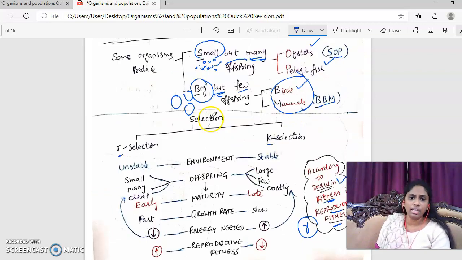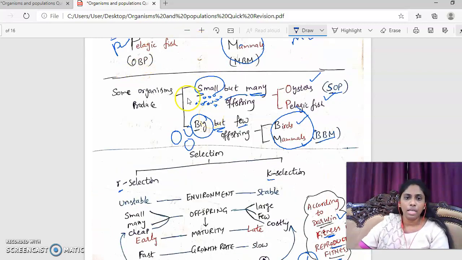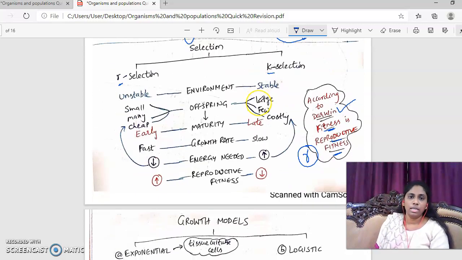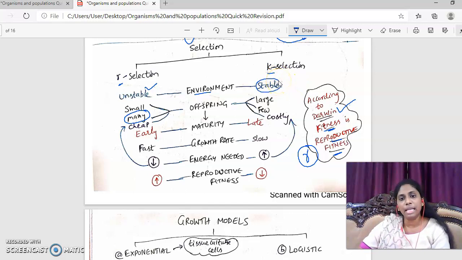Now come on, tell me, look at these two examples. Which of these two parents have more r? Is it the parent which is producing small but many, or the parent which is producing big but few? Definitely many offsprings, irrespective of the size, the r is more. So few offsprings, the r is less. So let's see the two types of selections, r and K. The environment for r is unstable, so it has to produce many offsprings. And for K organisms, the environment is stable, and so they produce few offsprings.